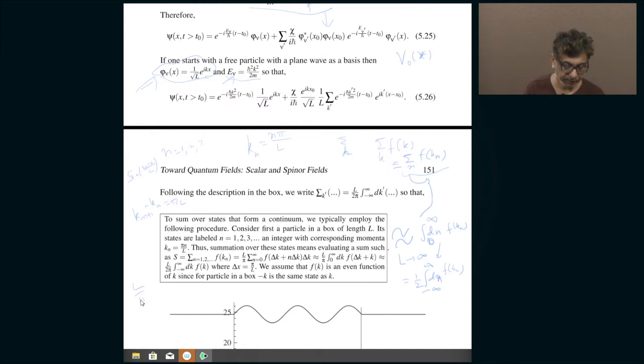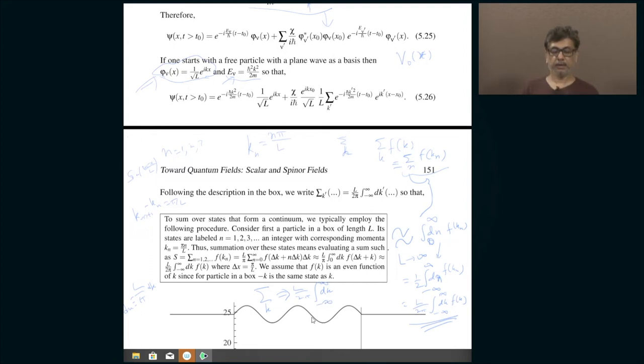N is L by pi into k, and dn is therefore L by pi into dk. So this can be written as L over 2 pi into the integral dk f of k. This is the reason why you hear people say that in the case of systems in the thermodynamic limit, rather than summing over discrete states, you integrate over the wave number. The way to convert the summation to an integration is through this prescription: namely, you write sigma k, it maps to an integral over k.